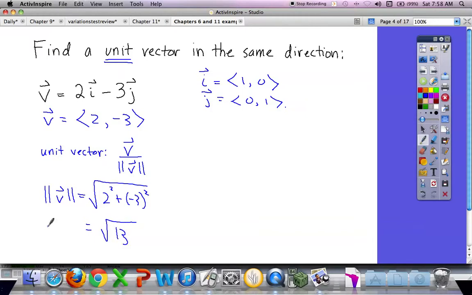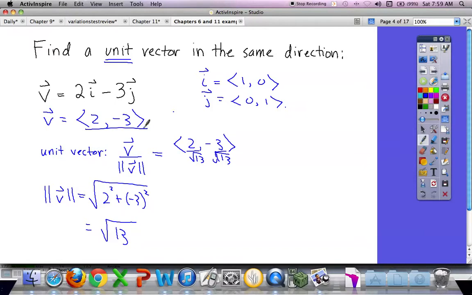Please don't make the mistake of calling (-3) squared -9. You know that a negative squared should be a positive. So now that we know this, we're going to take our vector, which is (2, -3), and we're going to divide each component by the square root of 13. That is a unit vector in the same direction as the vector that we started with.